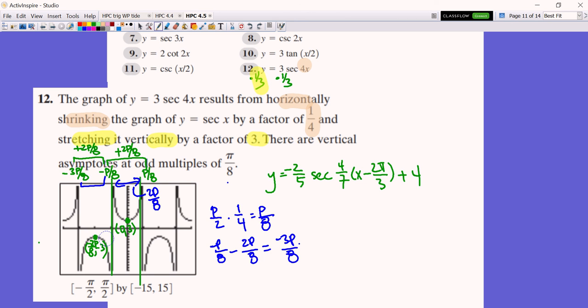Okay, but the key is, what is the x value? The x value is the midpoint x value. It's the middle x value between this and this. Well, if this is minus pi over 8 and that's minus 3 pi over 8, the middle is going to be minus 2 pi over 8. So that's your value down here.